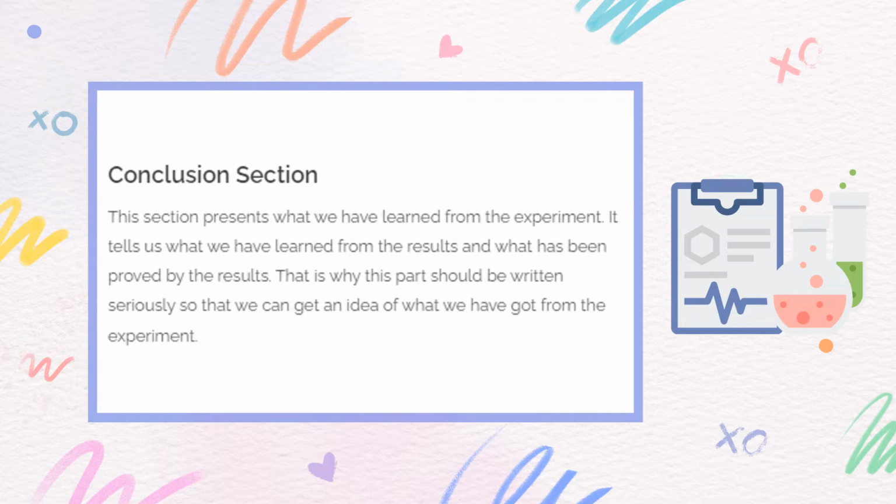Conclusion section. This section presents what we have learned from the experiment. It tells us what we have learned from the results and what has been proved by the results. That is why this part should be written seriously so that we can get an idea of what we have got from the experiment.